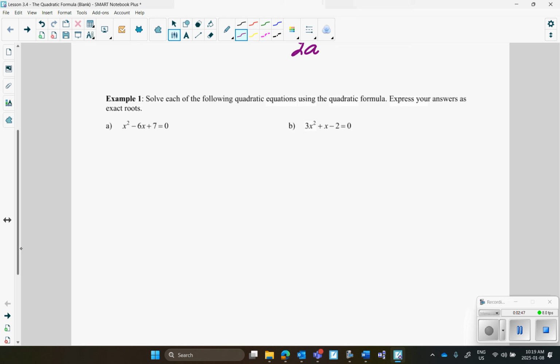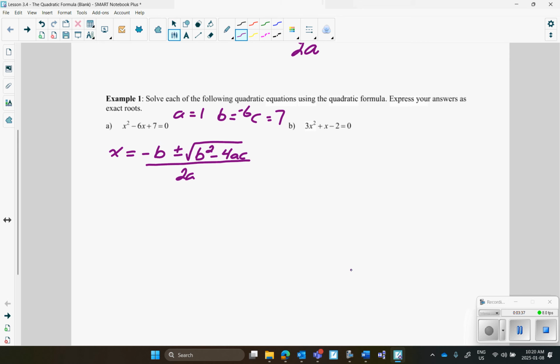I'm just going to rewrite it. You don't have to do this, but I'm going to remind myself what the values of a, b, and c are in this equation. What's the value of a? 1. How about b? Negative 6. And c? 7. So all I'm going to do is plug it in and simplify it as much as I can to get my answers, because there are two answers here.